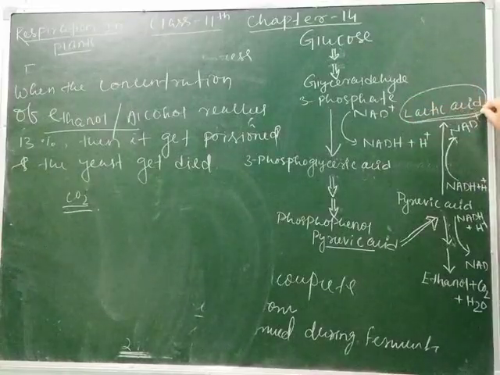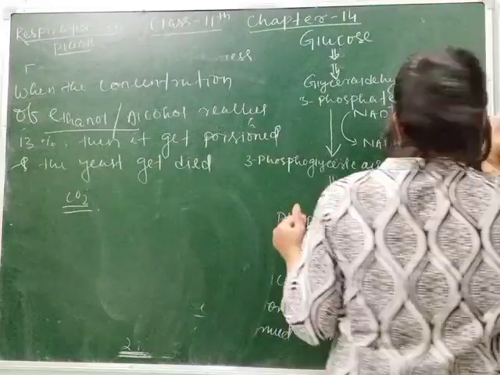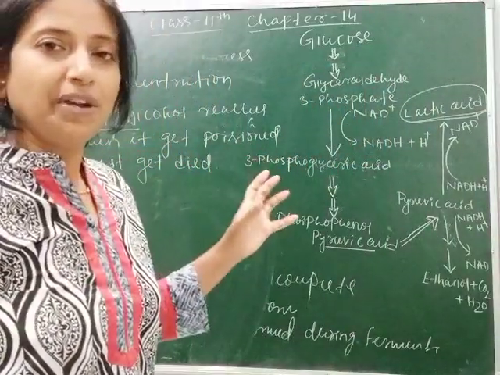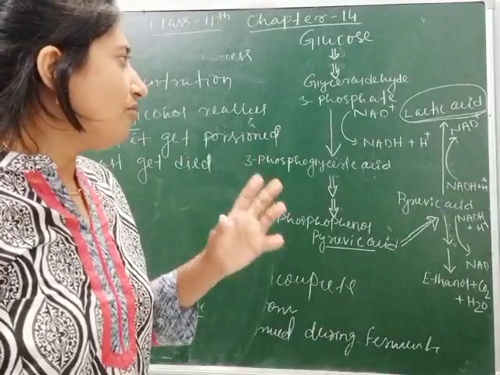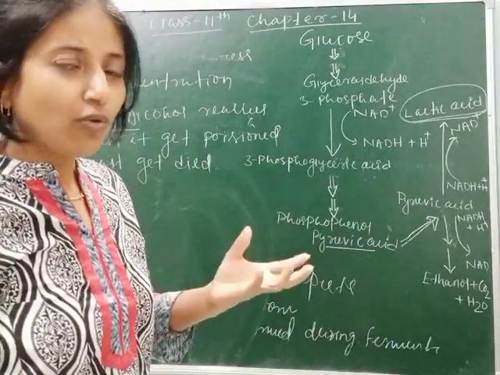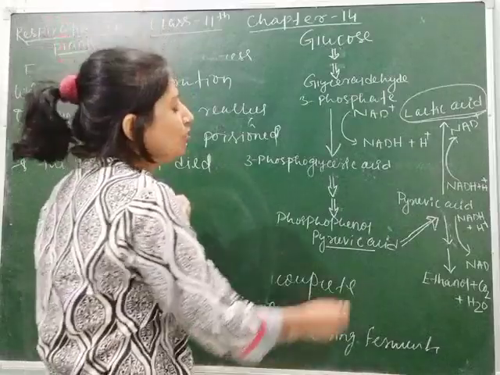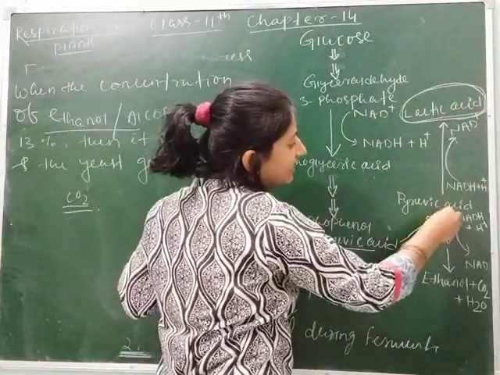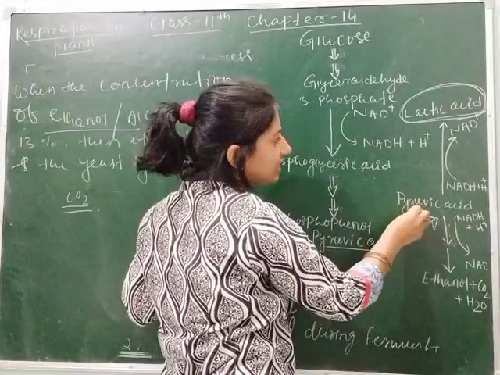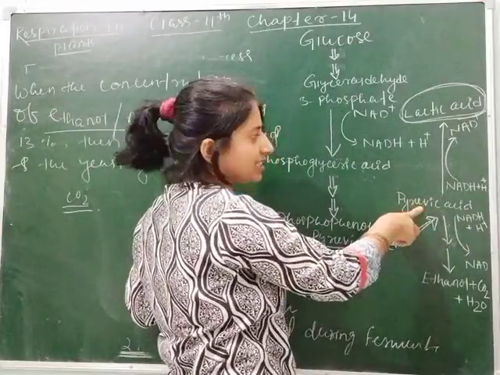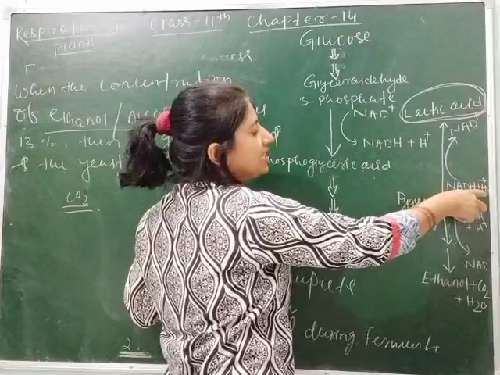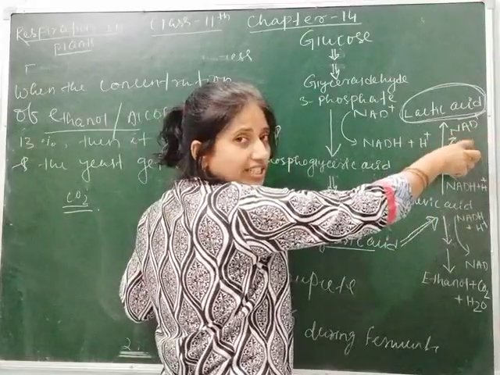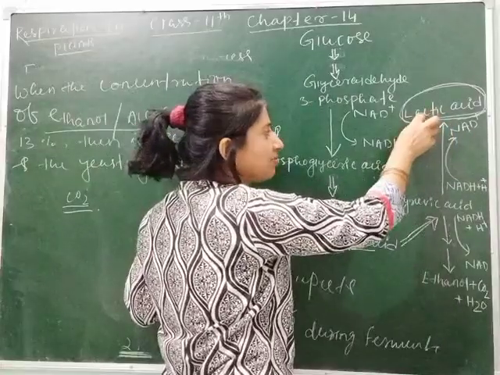As I have told you, we are studying about anaerobic respiration, in which fermentation occurs, and in fermentation two things are formed. One is ethanol or alcohol and another is lactic acid. So here from pyruvic acid lactic acid is formed, and here in pyruvic acid NADH plus H plus gets converted into NAD plus, means hydrogen is added here and lactic acid is formed.